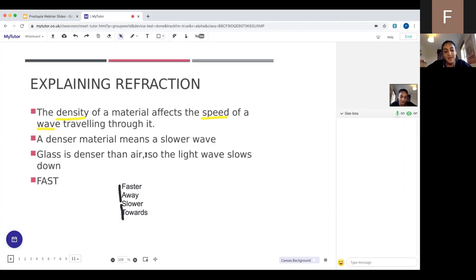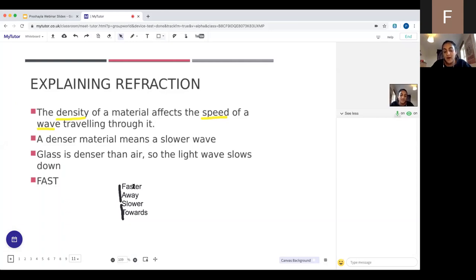I'll just explain that again, because it is quite a confusing concept at first. If the wave is traveling faster, it's going through a lower density material, something like air. The wave can travel much faster in air than it can in glass because the density is much lower. So the light wave bends away from the normal.